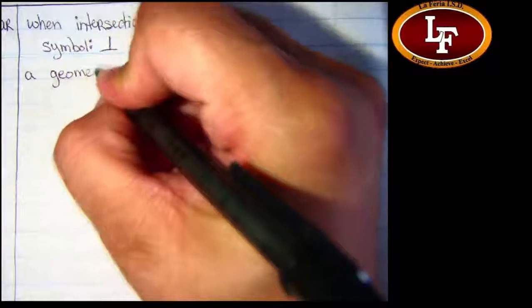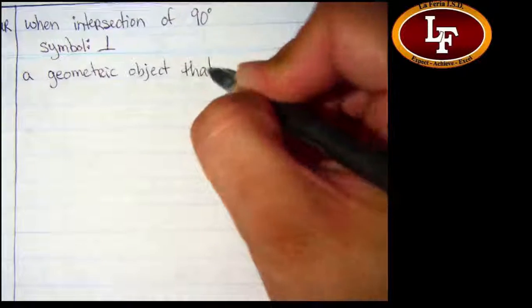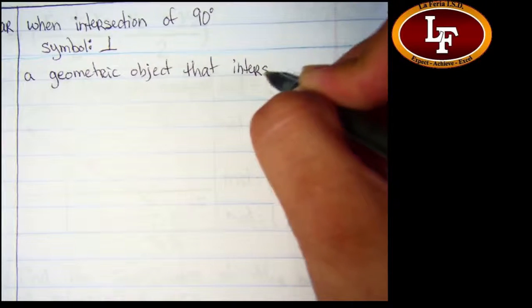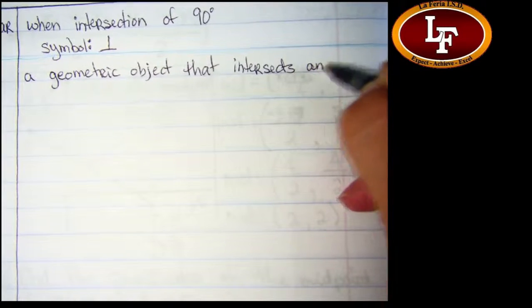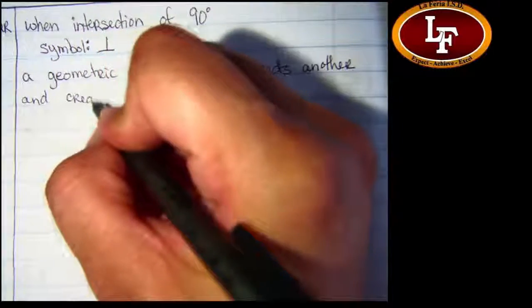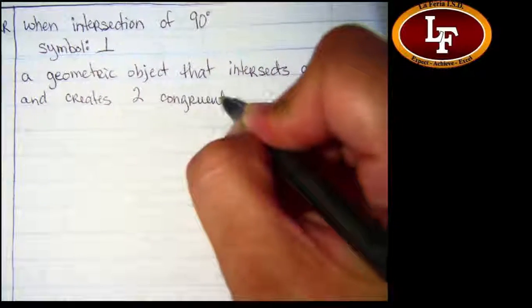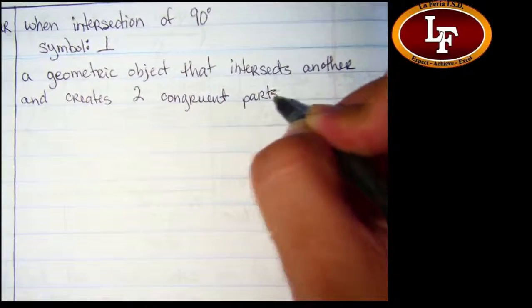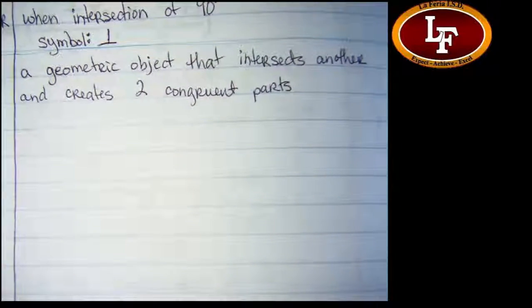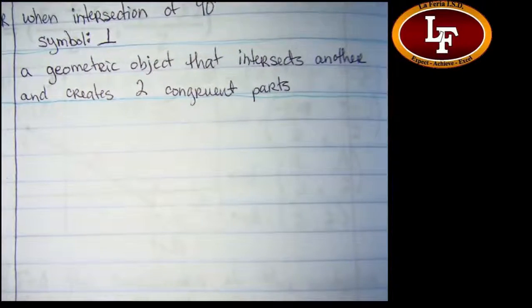Here's the more formal definition that we are going to be using. A bisector is some sort of geometric object that intersects another and creates two congruent parts. There's no symbol for this.